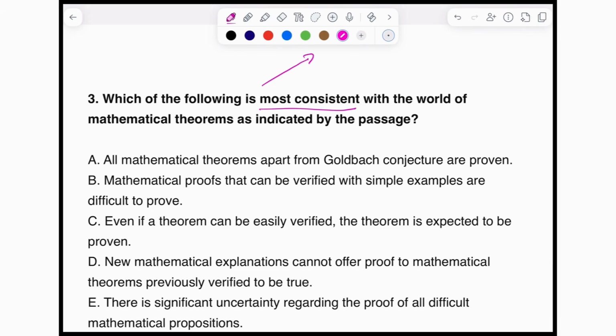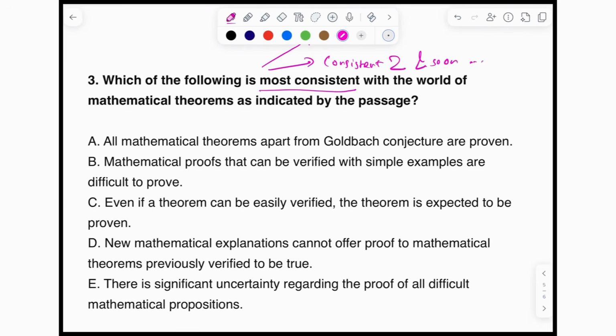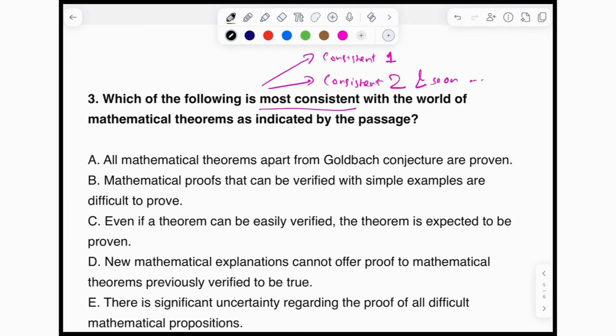Let's go to the third question. We have to identify the most consistent. It means we can have more than one consistent option, but we have to choose only the one which is the most relevant. The best way to solve any RC is to first use the elimination strategy, followed by finding out the closeness with the author's true opinion.